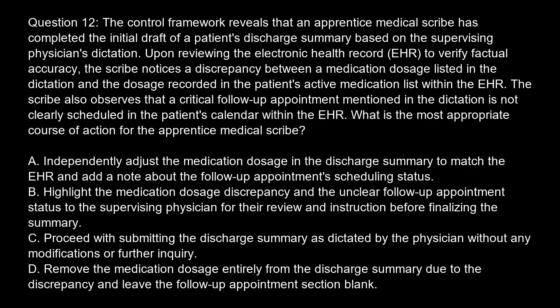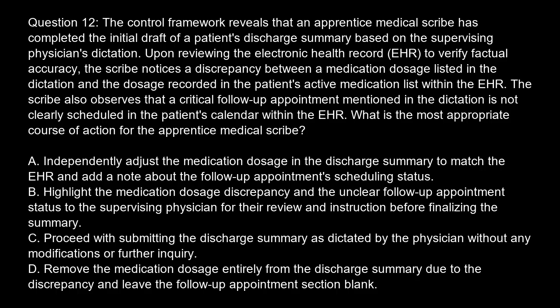Question 12. The control framework reveals that an apprentice medical scribe has completed the initial draft of a patient's discharge summary based on the supervising physician's dictation. Upon reviewing the electronic health record (EHR) to verify factual accuracy, the scribe notices a discrepancy between a medication dosage listed in the dictation and the dosage recorded in the patient's active medication list within the EHR. The scribe also observes that a critical follow-up appointment mentioned in the dictation is not clearly scheduled in the patient's calendar within the EHR. What is the most appropriate course of action for the apprentice medical scribe?